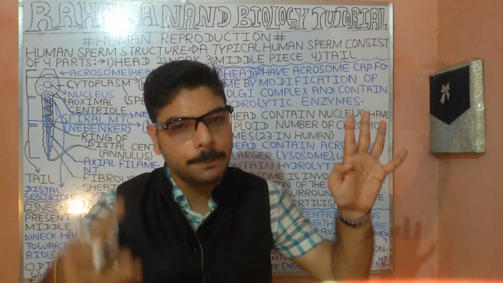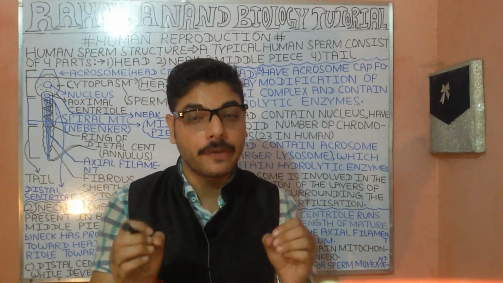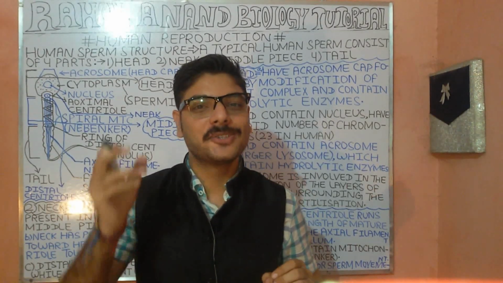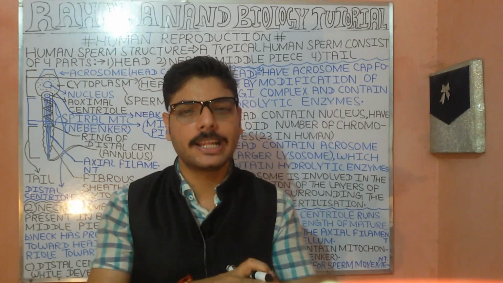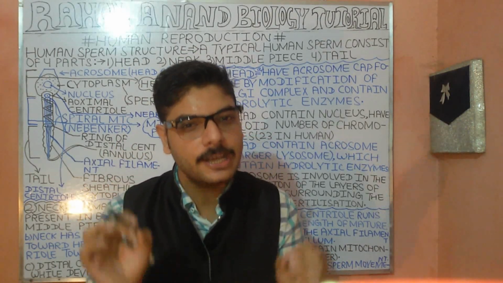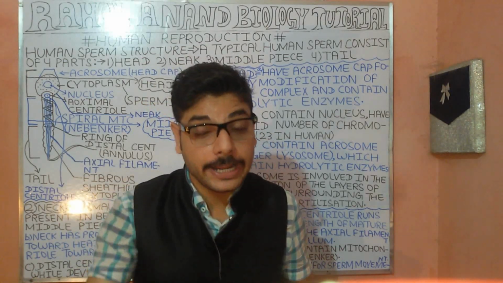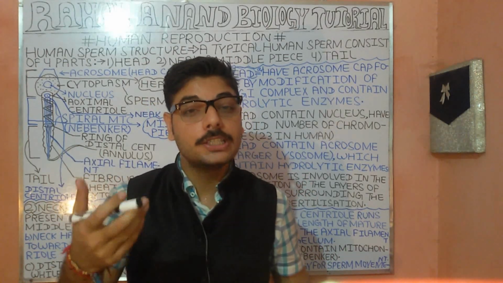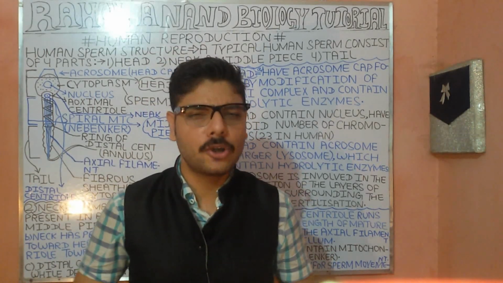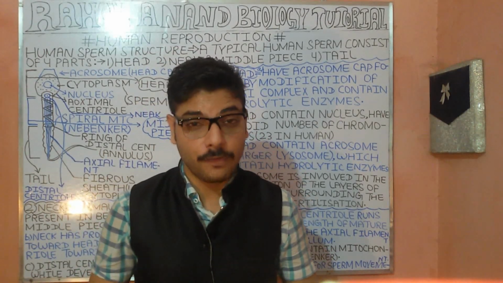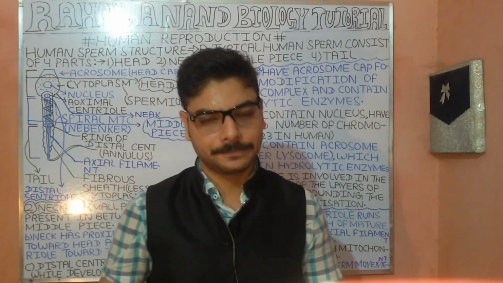Remember, a typical human sperm consists of four different parts: the head, the neck, the middle piece, and the tail. The head has the acrosomal cap, which is formed by the modification of the Golgi complex or Golgi apparatus, and it contains hydrolytic enzymes.